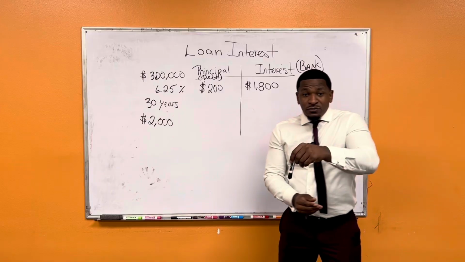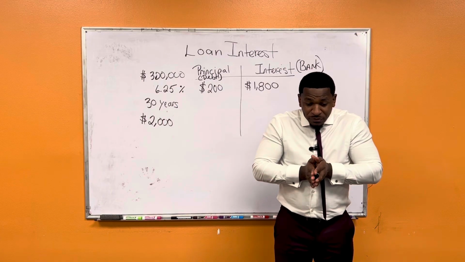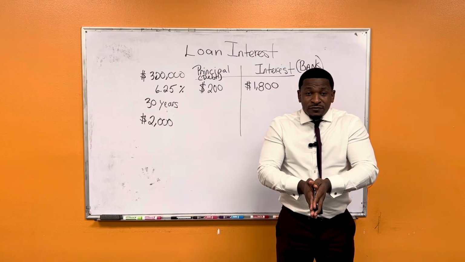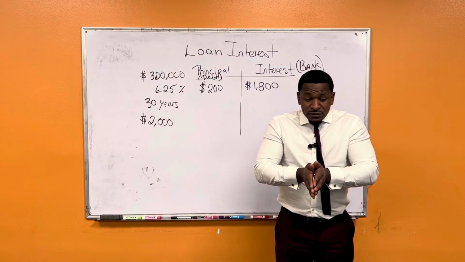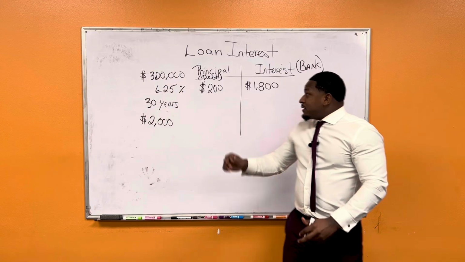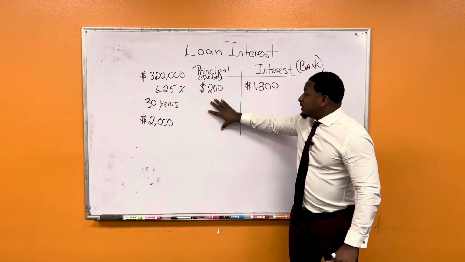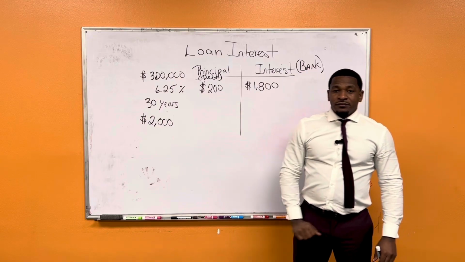Once you pay for that loan, that money is getting split up immediately. As soon as you put your payment to the bank, they're splitting the payments up immediately. $1,800 going in their pocket, and they're putting $200 towards your debt.